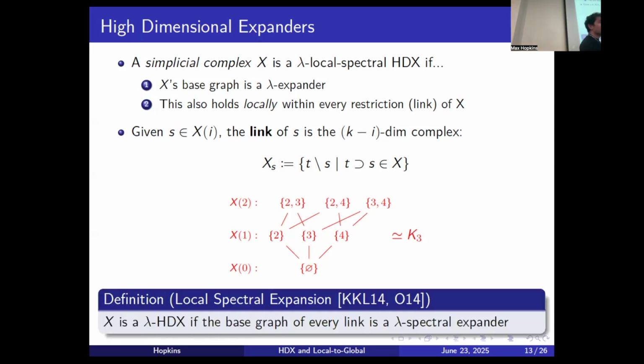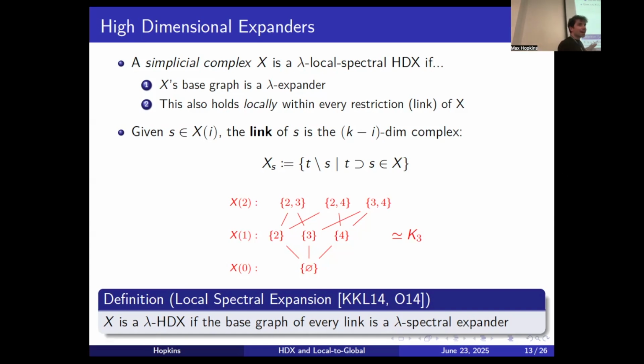OK, so now I can actually tell you the definition. This is the beautiful definition due originally to Kaufman, Koch, and Lubotzky in some variants, and the variant that I'm presenting here is due to Oppenheim. We'll call X a lambda high-dimensional expander, a local spectral expander, if the base graph of every link is a lambda spectral expander. Note that the link of the empty set here is the base graph. So this includes both the base graph and all the base graphs of the local links.